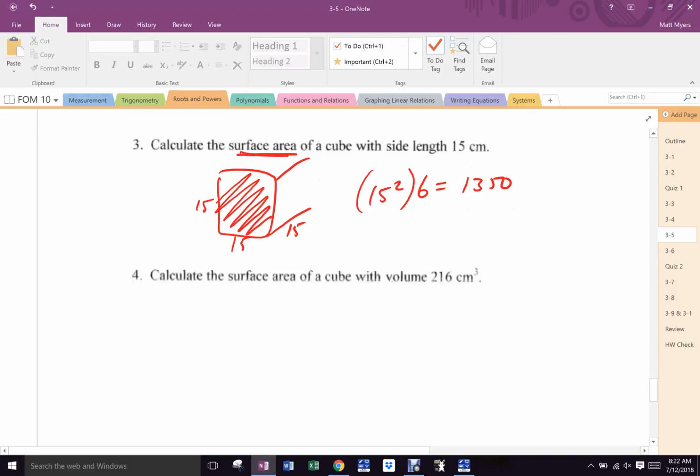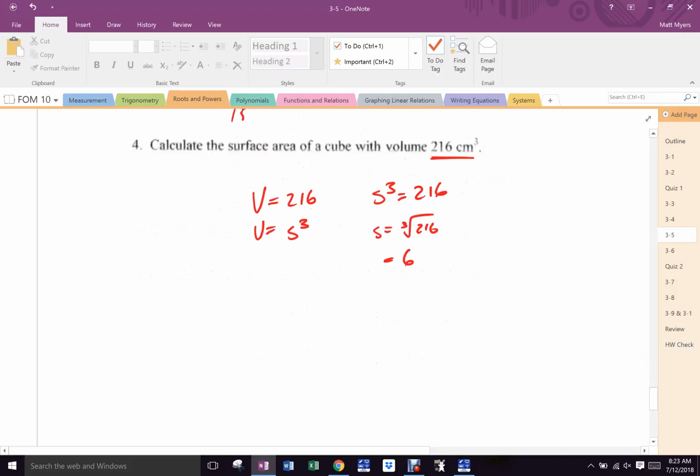Surface area of a cube with a volume of 216. So if my volume equals 216, but my volume also equals the side cubed, then the side cubed must equal 216, right? How do you get rid of the cubed? Cube root of 216, which is 6. So if the sides are 6, what's the surface area? 6 times side squared, which is 6 times 6 squared, which is 216. What? How can it be 216 and 216?